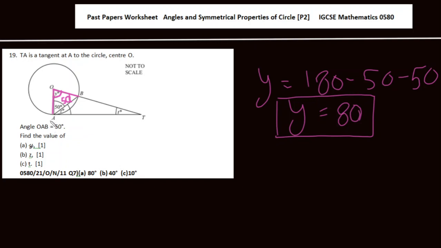Then we need angle z. So for angle z, we know that radius and tangent, they are perpendicular. So this is the radius, this is the tangent, they form an angle of 90 degrees. So this angle would be 90 degrees. So z would simply be 90 minus 50, which is 40.